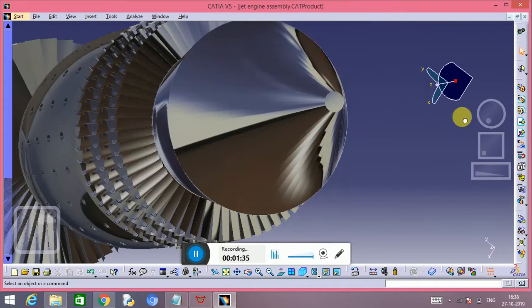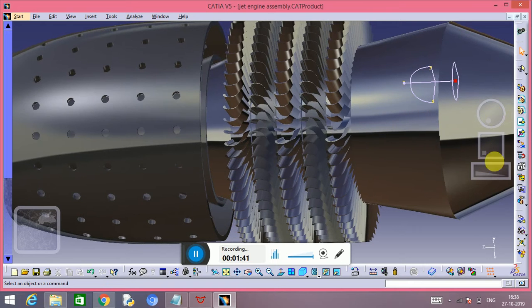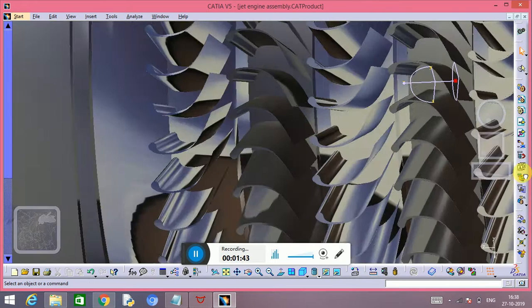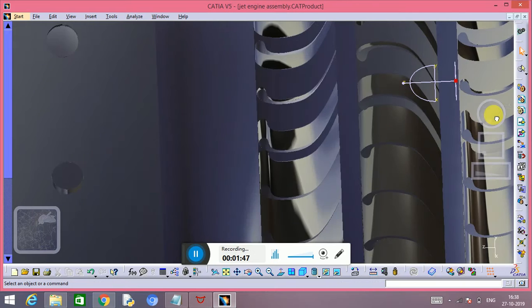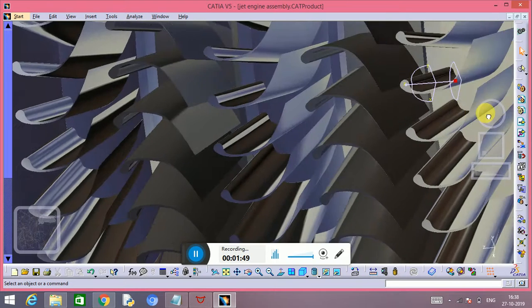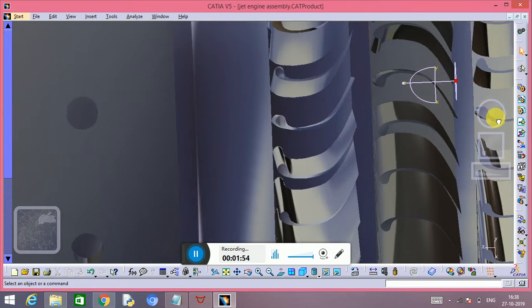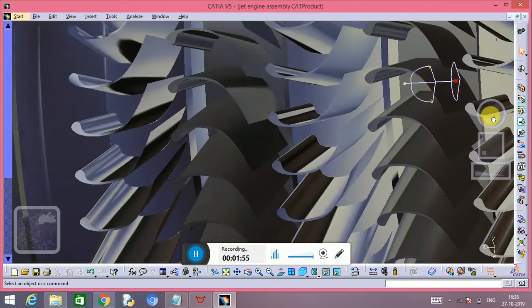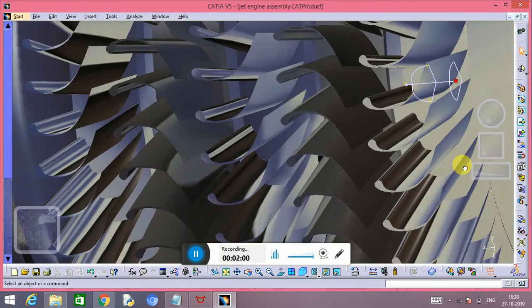These turbine blades have an airfoil shape, the shape of any plane's wing. So these turbines turn at very high velocity, which then turns the compressor at the front of the engine, and thereafter hot air escapes from the nozzle at very high speed, which gives thrust to the plane. This cycle repeats again and again and the plane moves forward.